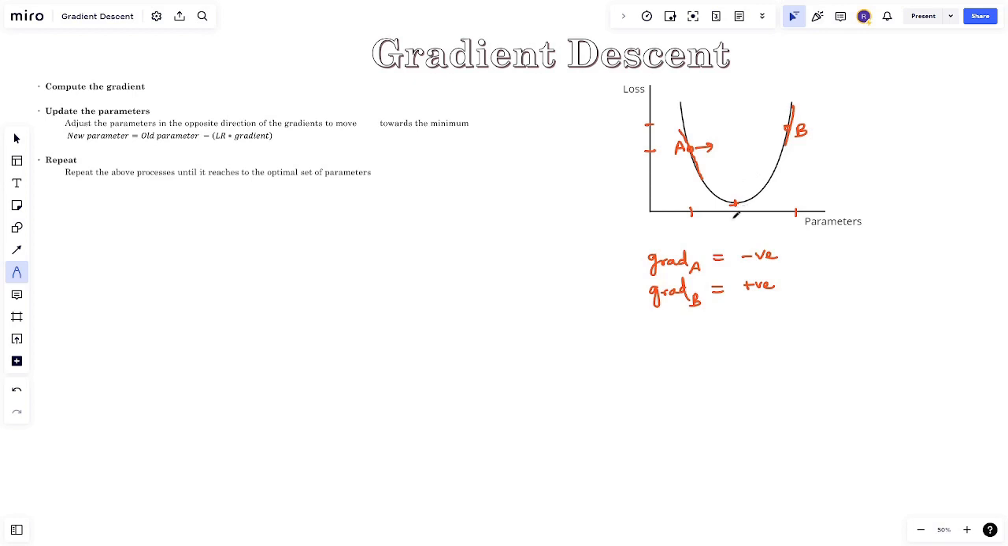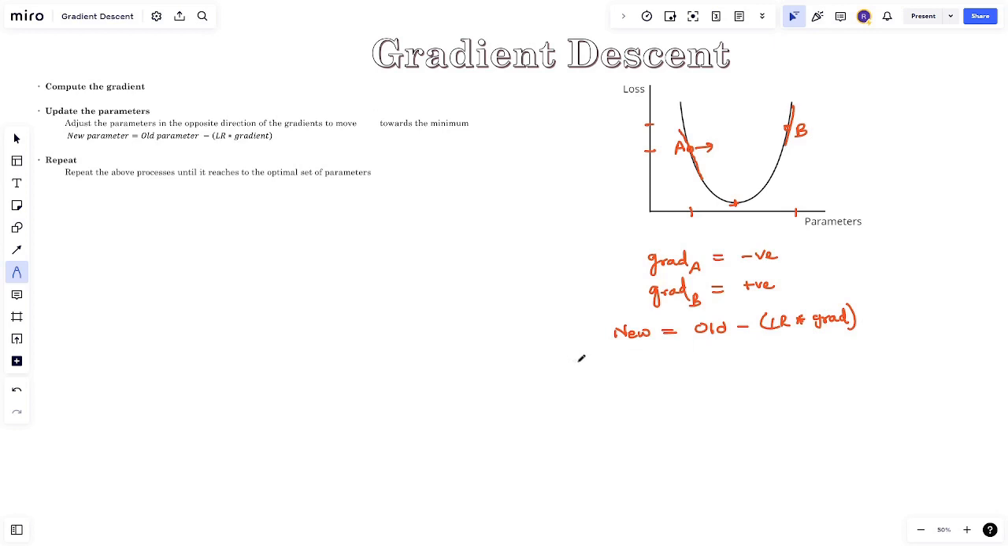Now to update the parameters, we have a formula, or a rule. The rule is pretty simple. The new set of parameters is equal to the old set of parameters minus learning rate times gradient. We will not see what learning rate is in this video, but let's assume it is a constant value which is positive and very small.